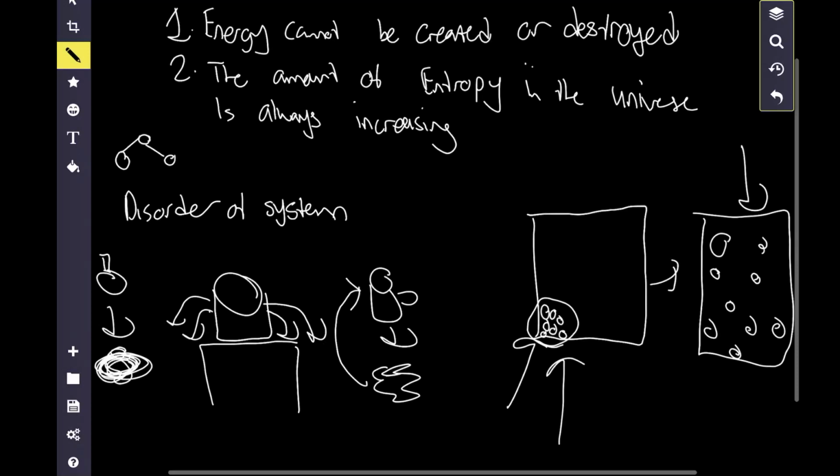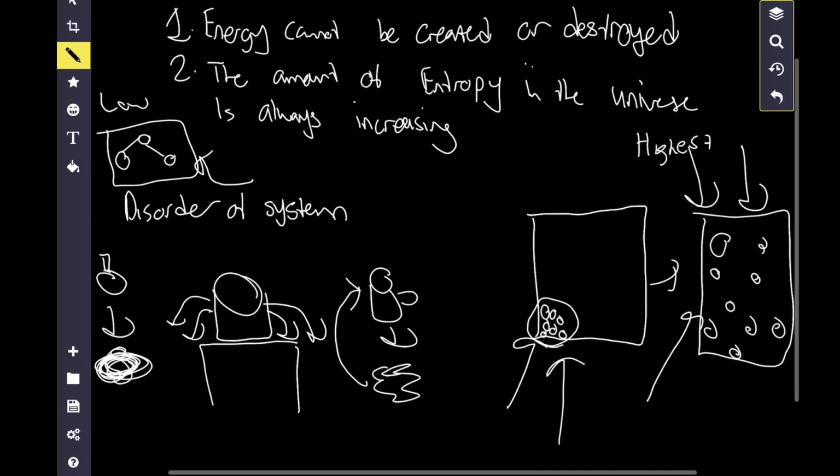Solids, you see, have an orderly structure, so they have the lowest entropy. Gases, like this, have the highest entropy because they can be arranged in so many different ways. With solids, you only see them like this, but with gases, you can see them like this, or you can see them in this other arrangement. So gases have the highest entropy.